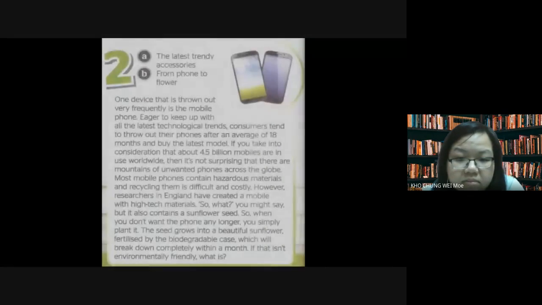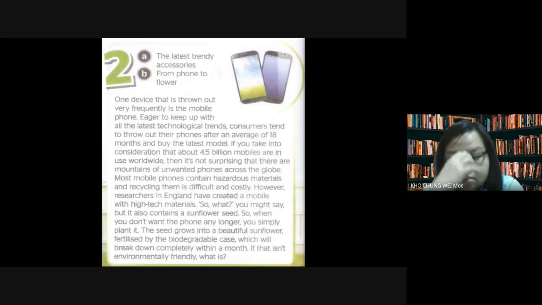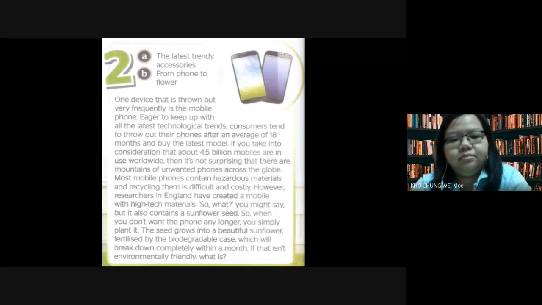2. One device that is thrown out very frequently is the mobile phone. Eager to keep up with all the latest technological trends, consumers tend to throw out their phones after an average of 18 months and buy the latest model. If you take into consideration that about 4.5 billion mobiles are in use worldwide, then it's not surprising that there are mountains of unwanted phones across the globe. Most mobile phones contain hazardous materials, and recycling them is difficult and costly.